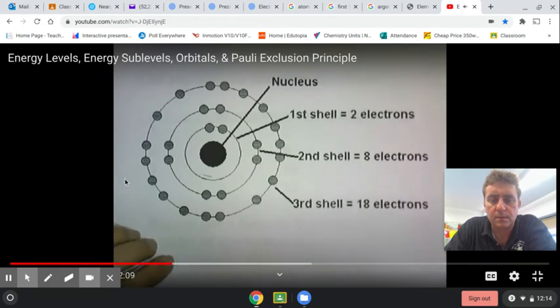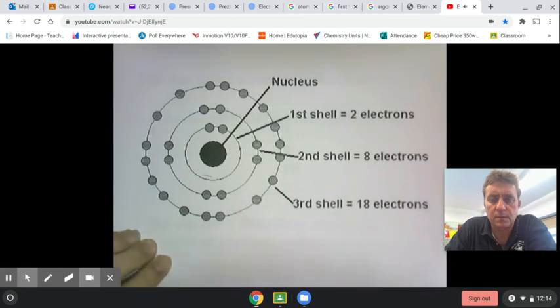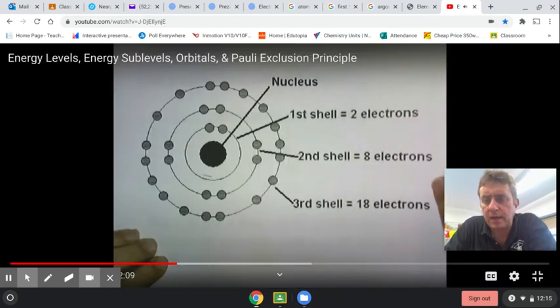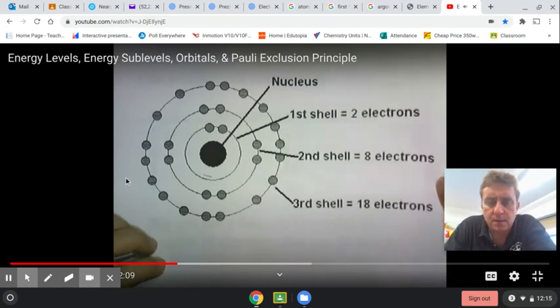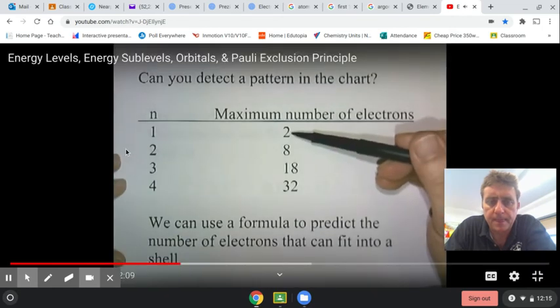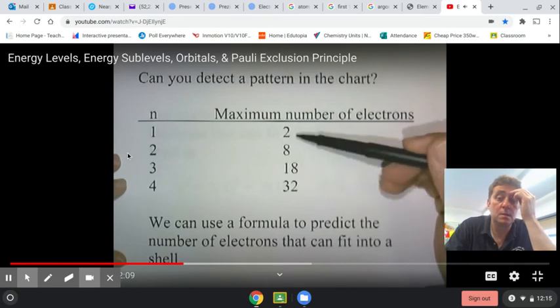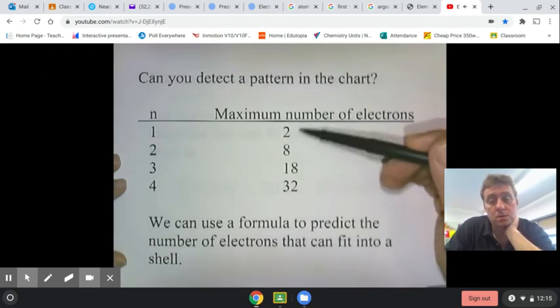So I'm going to make a chart listing the energy level against the number of electrons. And let's see if we can see a general trend. We can take a peek at his chart. Do you see a pattern? The first energy level, we can put 2, second 8, third 18, fourth 32. So as the energy level increases, we can put more and more electrons.